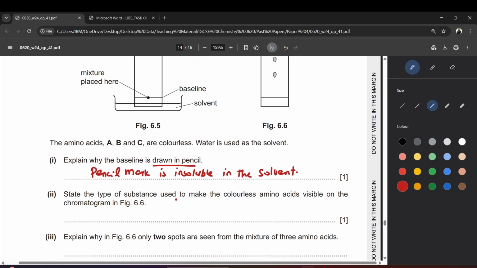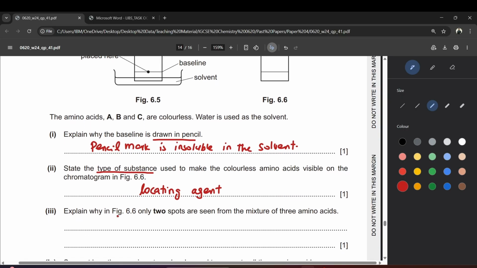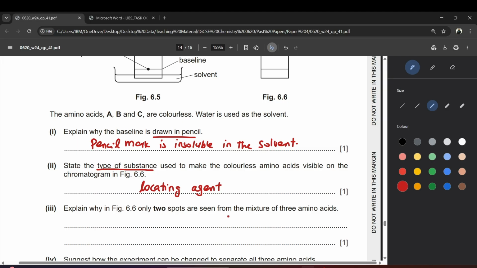State the type of substance used to make the colorless amino acids visible on the chromatogram. So here we are going to use a locating agent. Whenever we have colorless spots or we are using colorless substances during chromatography, we have to use a locating agent to reveal the spots. Explain why in figure 6.6 only 2 spots are seen from the mixture of 3 amino acids.